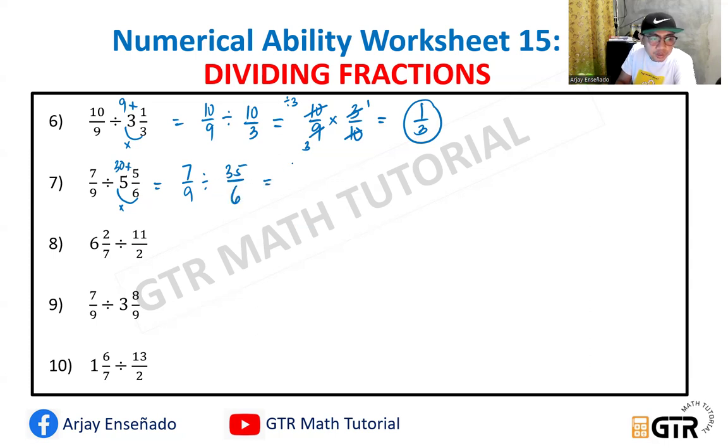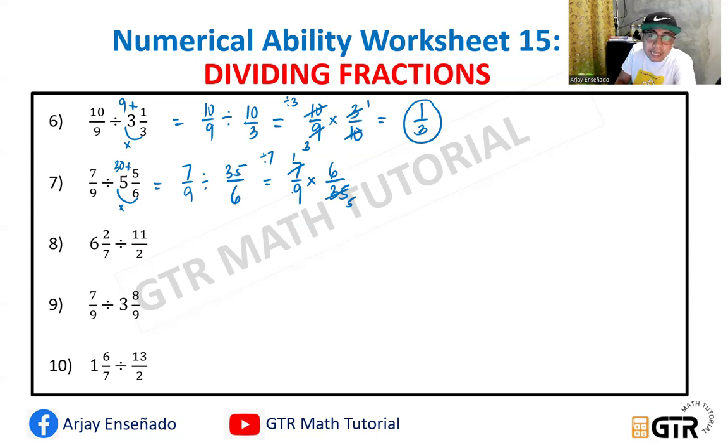Okay, so 7 over 9. Change to multiplication. Get the reciprocal. So we have 6 over 35. Okay, so we have 7 and 35. So we can both divide that by 7. So divide both by 7. So 7 will become 1. And then 35 divided by 7 is 5.